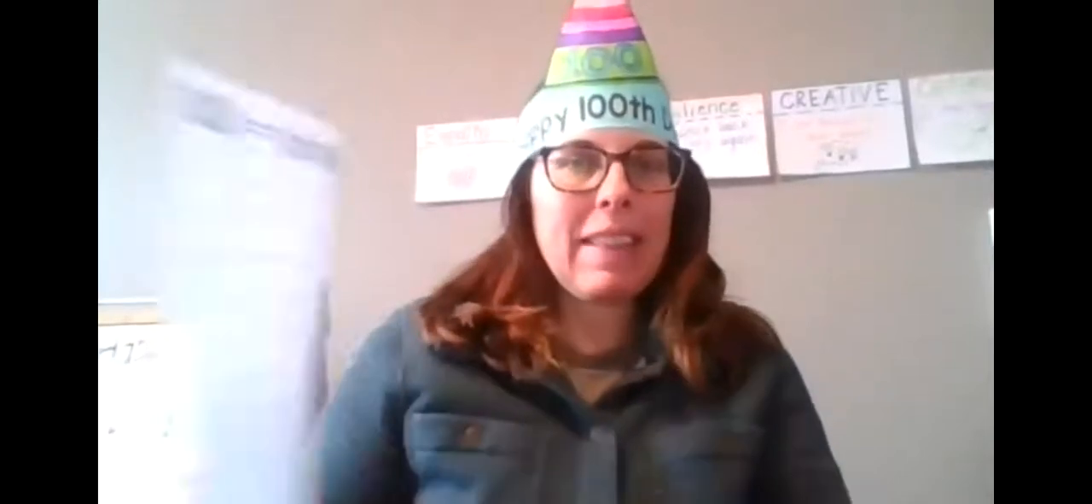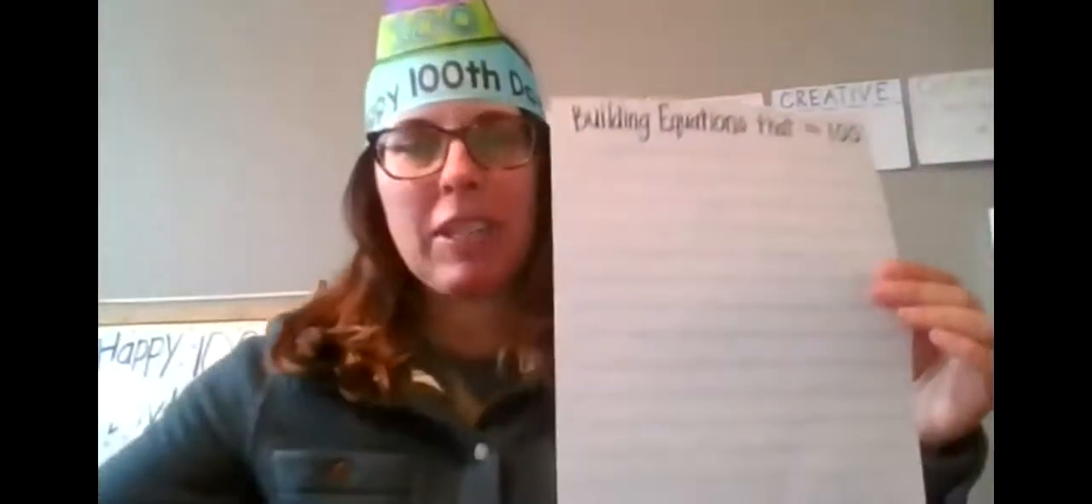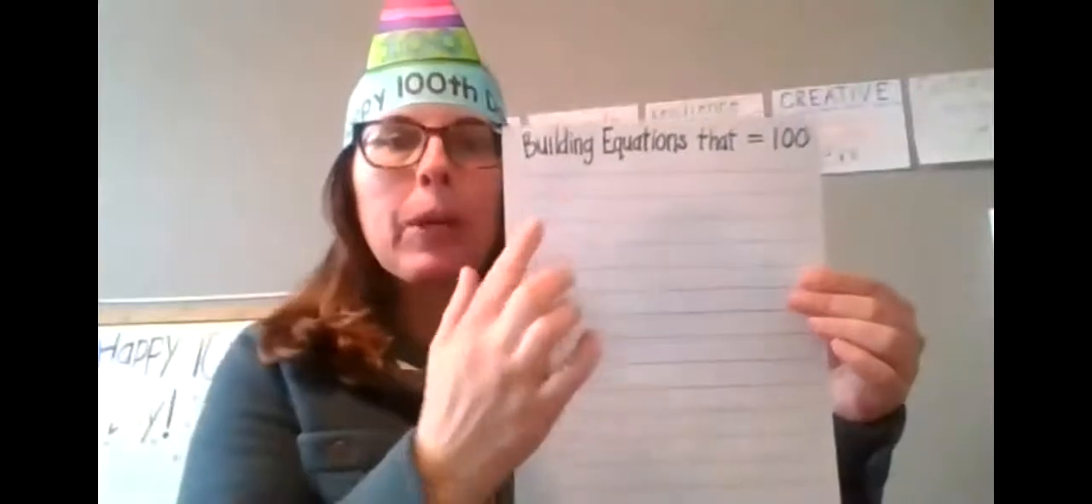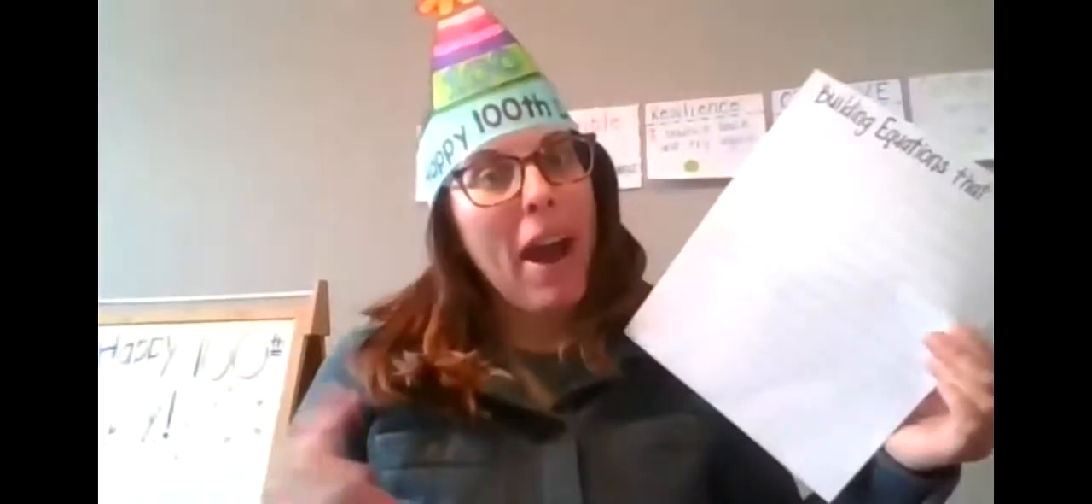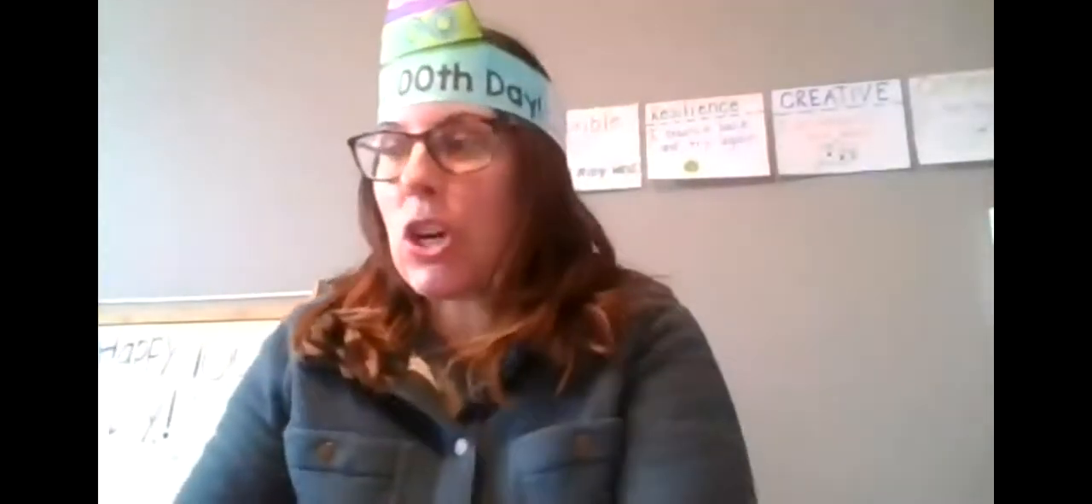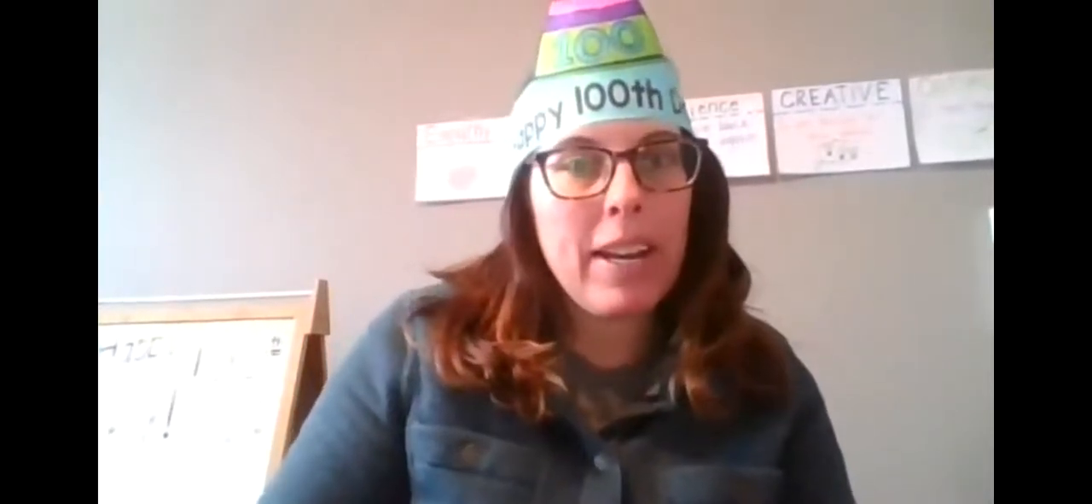So for math today, you'll need a paper that looks like this. And you'll also need your tens and ones blocks. We're going to build equations that equal 100. It might sound a little bit tricky, but I'll show you how. And you can do this for sure. I know you can. So why don't you gather those supplies if you haven't already and come on back. I'll share my camera with you so you can see exactly what I'm doing.